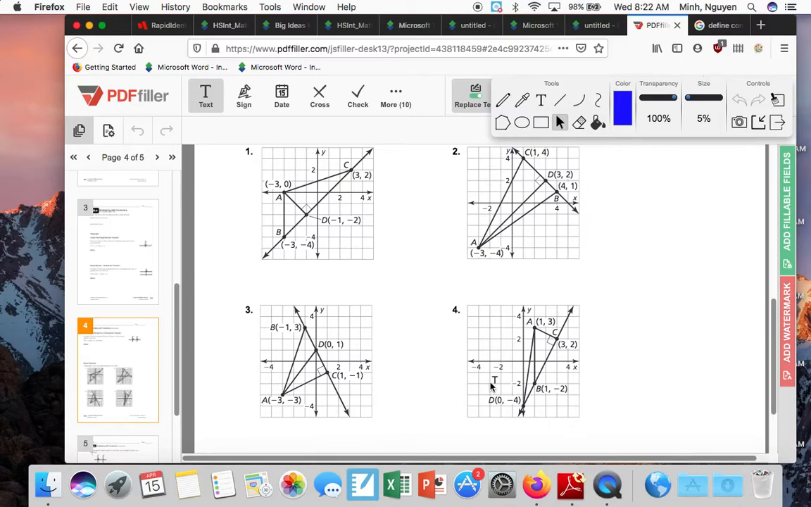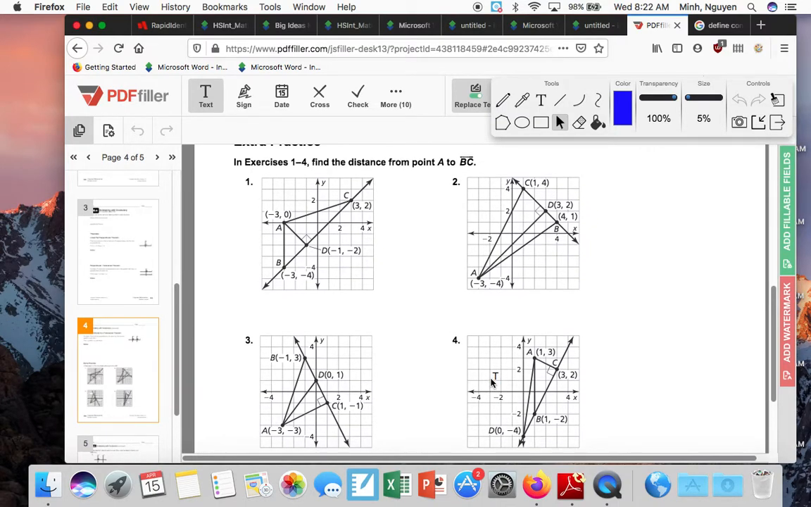So all this section is showing you is that the fastest, or shortest, way to a line is straight. And so we have this perpendicular angle right here to show you that this is the fastest way to that line. And it says find the distance from point A to segment BC.